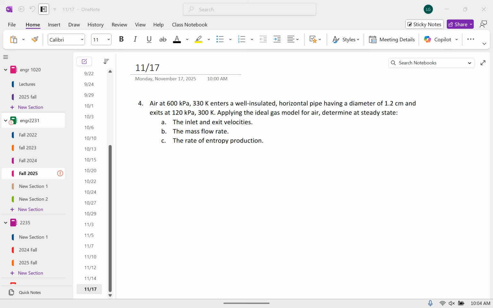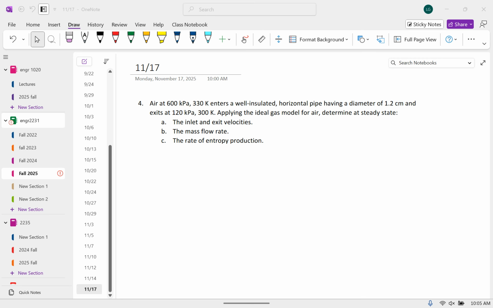All right, so number 4. We have air. I assume we're going to treat this as an ideal gas. It enters a well insulated horizontal pipe, and the pipe has a given diameter, and it gives us a pressure and a temperature at the exit. We're thinking of this as an ideal gas, so this will let us calculate the specific volume.